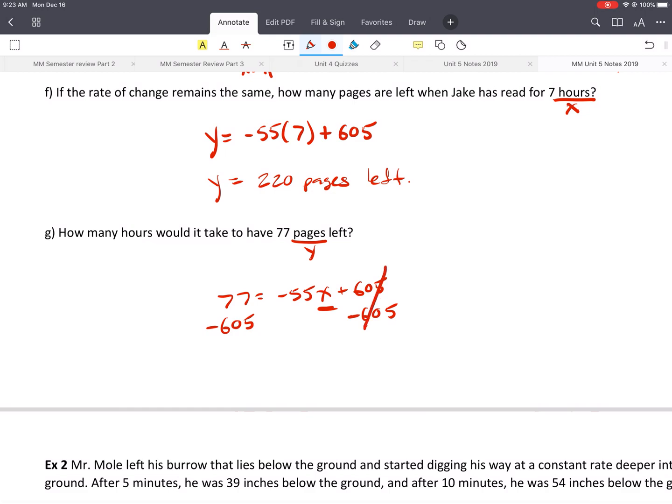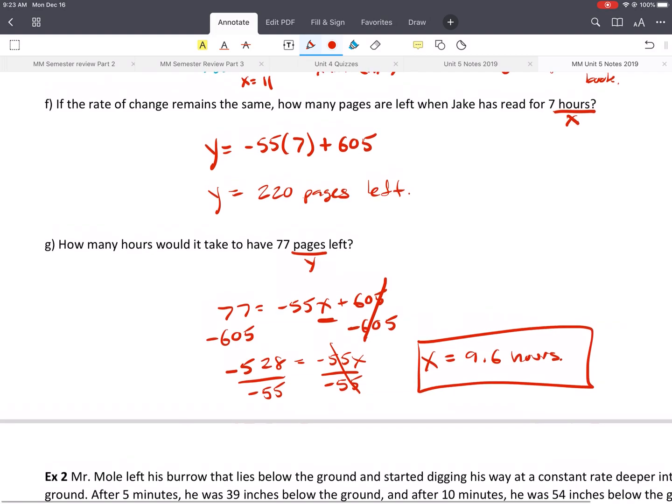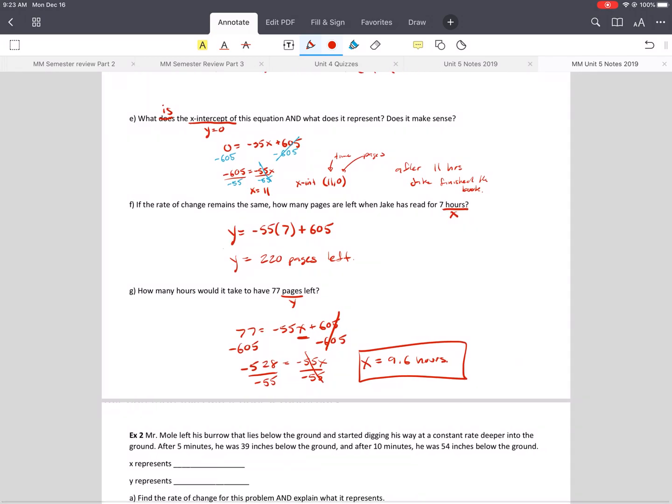So we'd have 77 minus 605. So that gives you negative 528 equals negative 55x. And then we'd need to divide both sides by negative 55. And that ends up giving you x is equal to 9.6 hours. Okay? So that's how long it takes you to get 77 pages left. If you have any questions, please let me know. We'll go over the next one.